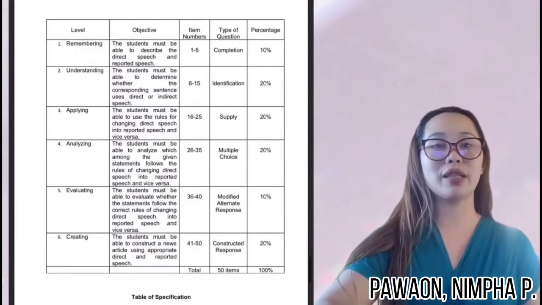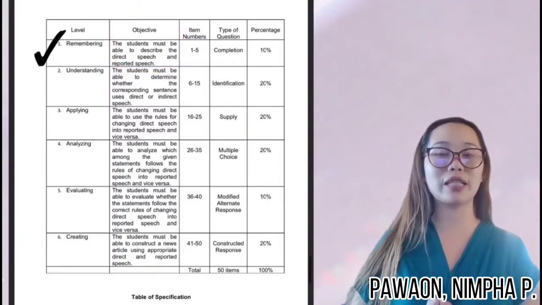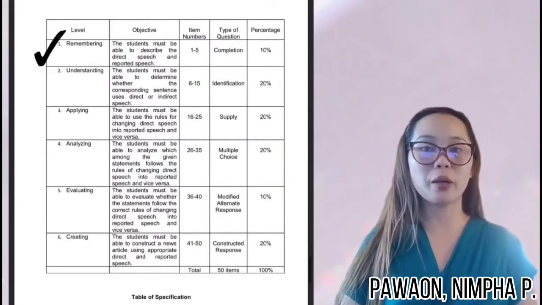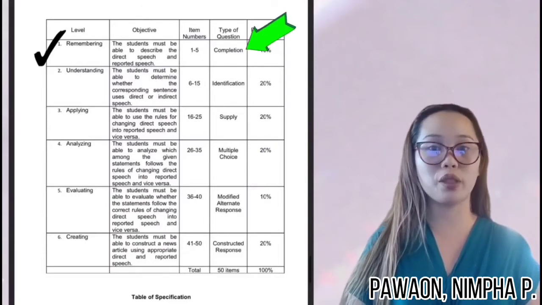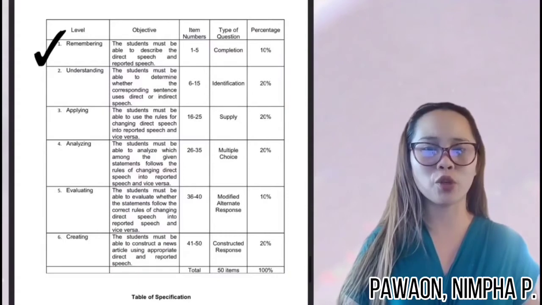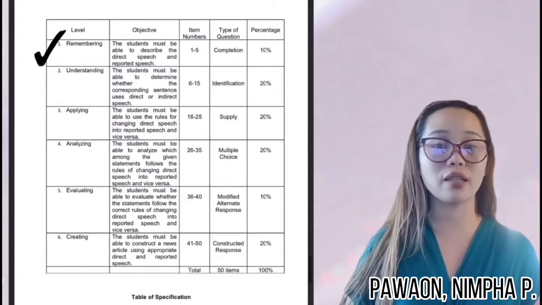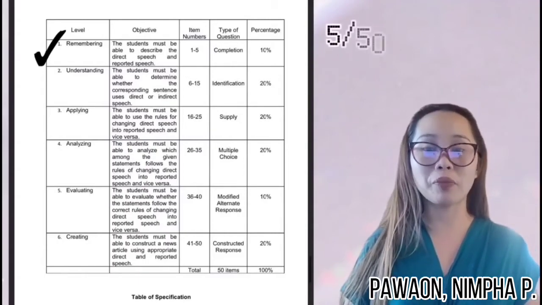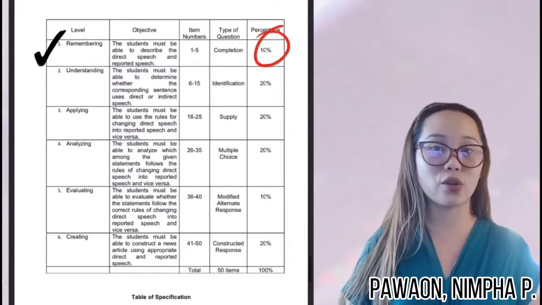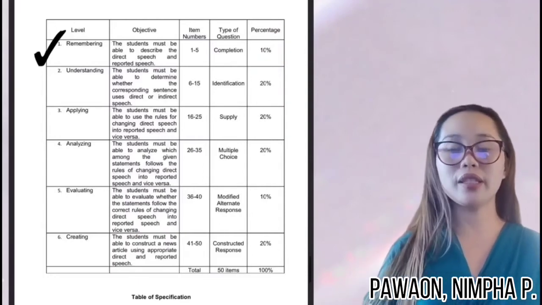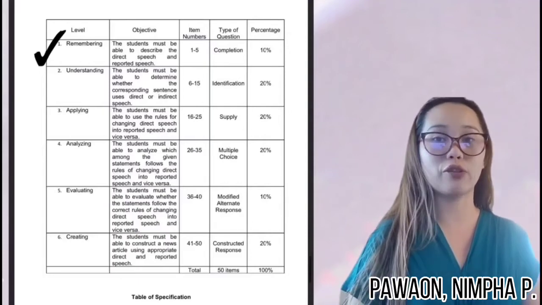The first level is remembering, in which our objective is that the students must be able to describe the direct speech and the reported speech. The number of items here is 1 to 5, and the type of question is completion. It is 10%. So how do we identify that it is 10%? Basically, it is 5 divided by 50 times 100, and the result is 10. Since it is remembering, our test question here is fill in the blanks.